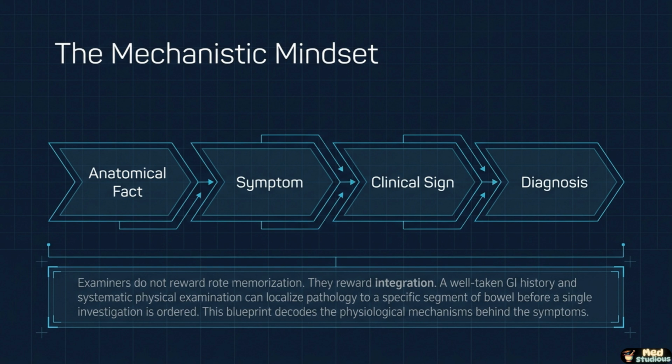Think about what that actually means in practice. If you know that the ampulla of Vater is the anatomical point where bile enters the gut, then bile-stained vomiting immediately tells you the obstruction must be below that point. That's an anatomical fact converting directly into diagnostic reasoning. If you know that the gallbladder becomes non-distensible and fibrotic after years of gallstone disease, then a palpable, painless gallbladder in a jaundiced patient immediately points away from stones and toward malignancy.